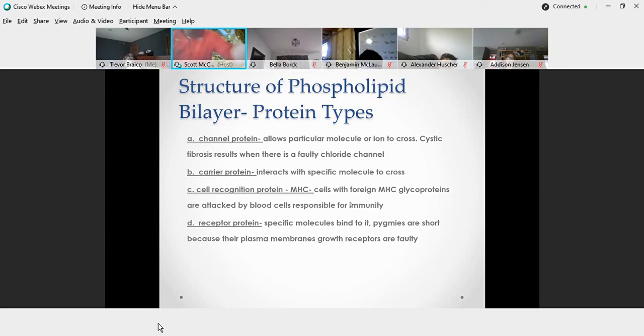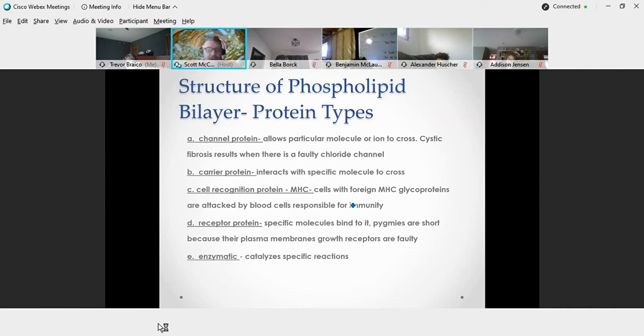An example in my case is I'm a diabetic and I have to take insulin. Well, my body has insulin receptors on the cells that basically take in insulin and receive it. So a receptor protein is basically just receiving messages from your body.